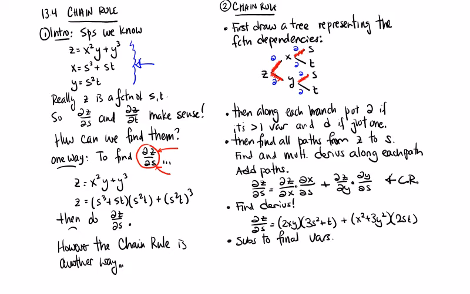So what that means is everything in our tree ends with s and t. So everything should be an s and t at the end. So I have a 2xy, x is s cubed plus st, y is s squared t. Then we have 3s squared plus t. We have x squared, which is s cubed plus st squared, plus 3y squared, s squared t squared, times 2st.